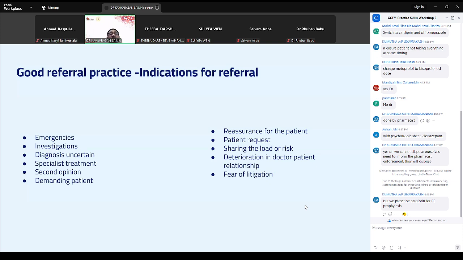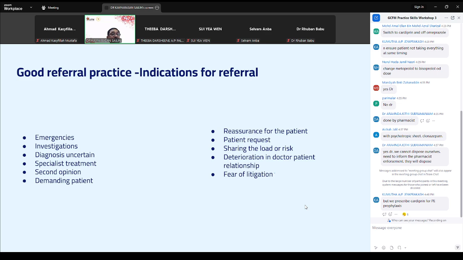Some patients you want to refer for investigation, as I mentioned: you want to send for OGDS, CT scan, or MRI for a patient with pituitary adenoma. You're not sure of the diagnosis, so you want to refer. Then the patient needs specialist treatment. You have treated the patient for GERD, the patient is not responding, so you refer them for specialist treatment.